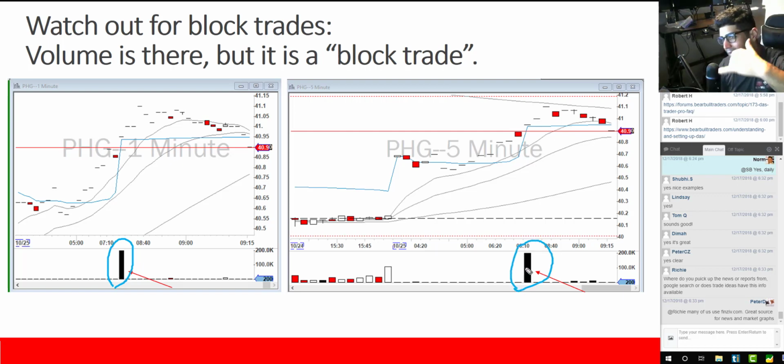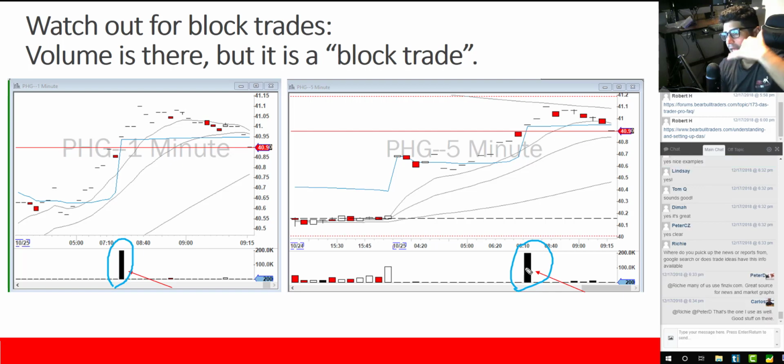So someone at Morgan Stanley picks up the phone and dials someone at Deutsche Bank and says, hey, I have 200,000 shares of PHG at $41. Do you buy it? And they say, yes, done. And then the transaction happens, institution to institution. It will go through time and sales because they have to report that transaction, but it doesn't really go through the market.